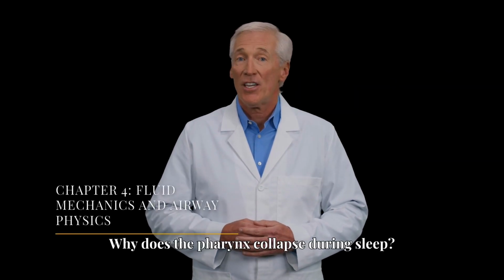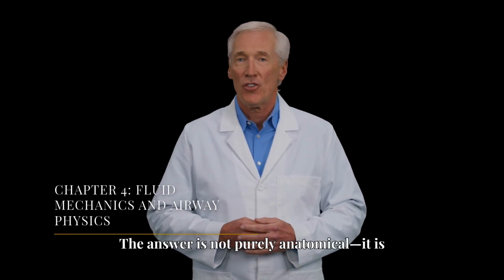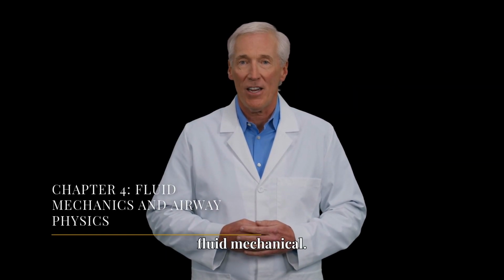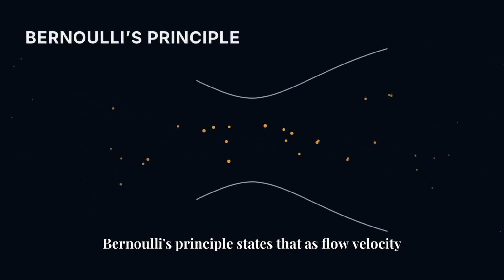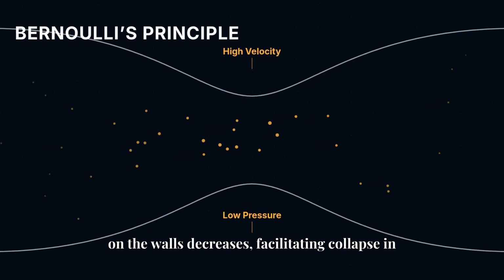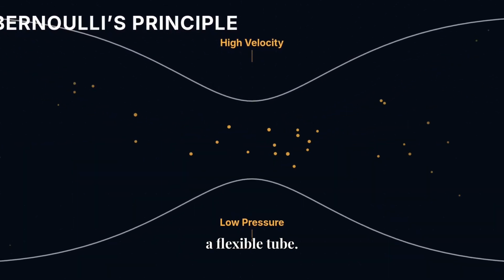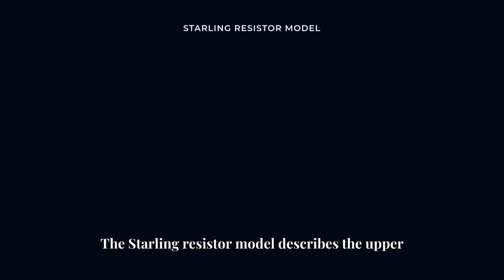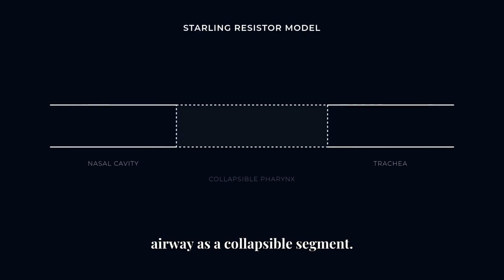Why does the pharynx collapse during sleep? The answer is not purely anatomical, it is fluid mechanical. Bernoulli's principle states that as flow velocity increases through a narrowing, the static pressure on the walls decreases, facilitating collapse in a flexible tube. The Starling resistor model describes the upper airway as a collapsible segment.